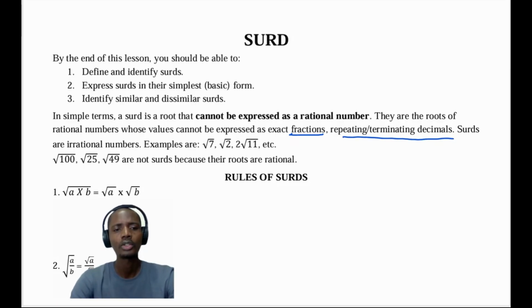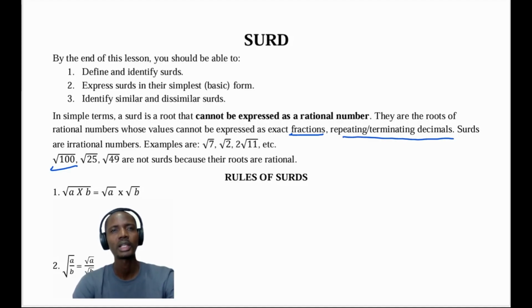So root 100, is it a surd? Can it be referred to as a surd? Now, we know that root 100 is equal to 10. 10 is a rational number, so it means root 100 is not a surd, since the result is 10, which is a rational number. The same thing with root 25. The square root of 25 is equal to 5, and the square root of 49 is equal to 7. So we know that these are not surds, right? Because their roots are rational.